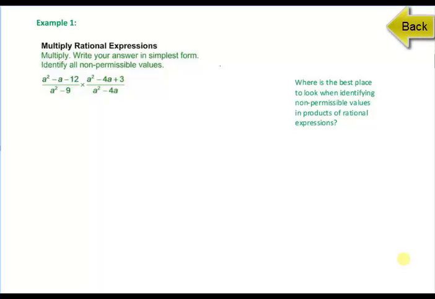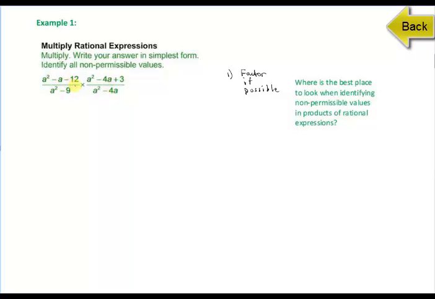So in our first example, we're being asked to multiply rational expressions, write our answer in simplest form, and identify all non-permissible values. Okay, so the first step when you're working on multiplying rational expressions is to factor if possible. Okay, so we want to factor anything in the numerator if we can, and anything in the denominator if we can.